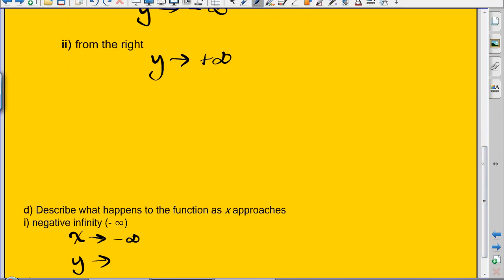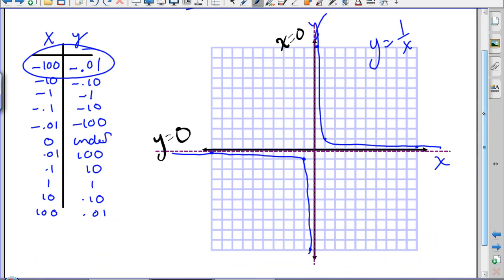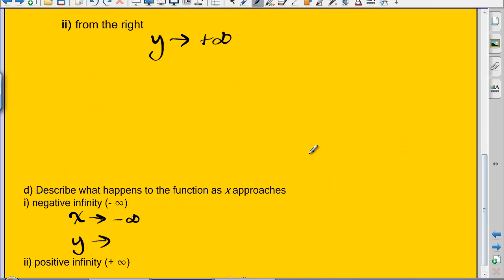So let's take a look at x approaching negative infinity. As x approaches negative infinity, way out here, y approaches 0 from the negative, and that's important to state. So y is approaching 0, and I'm going to write in here from the negative. So that just tells me that my function exists below.